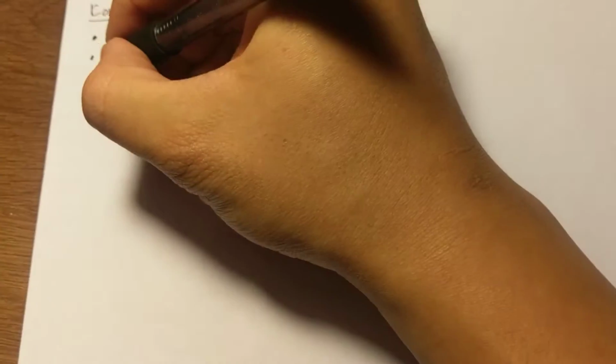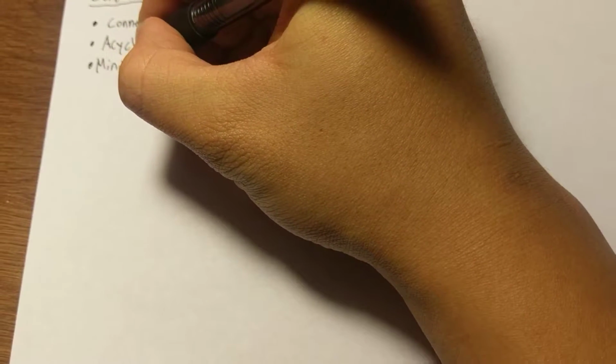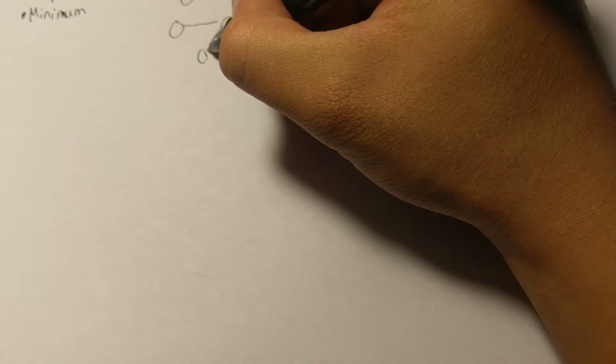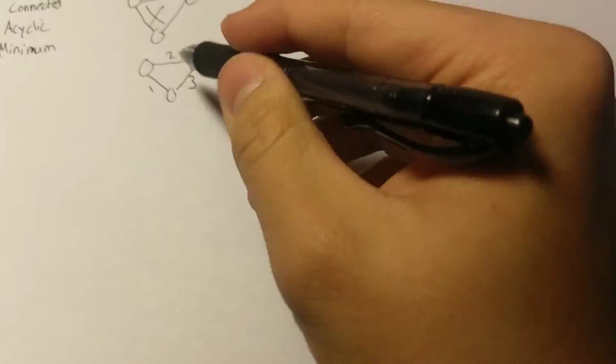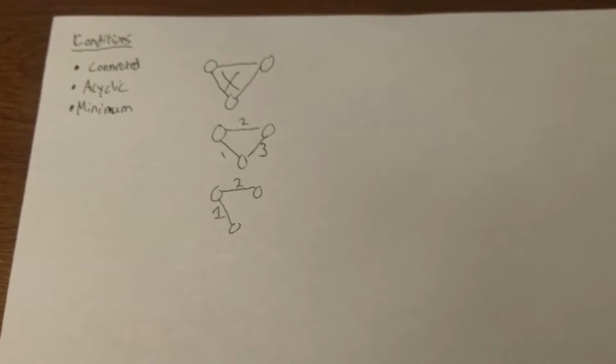Another thing is that it's minimum. So the condition for minimum is that we say there are minimal edge weights. And so in this case, going back to this one again, if the original one was like this and the edge weights were 1, 2, and 3, then for it to be a minimum spanning tree, the edge weights would have to be absolutely minimal. So in this case, this would be our minimum spanning tree because the sum of the edge weights is the smallest in this case.